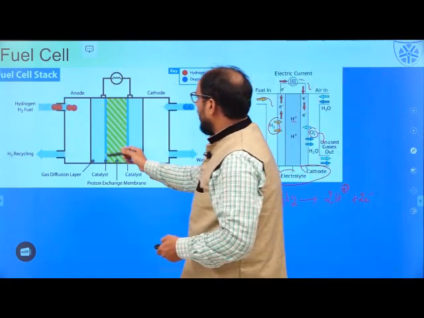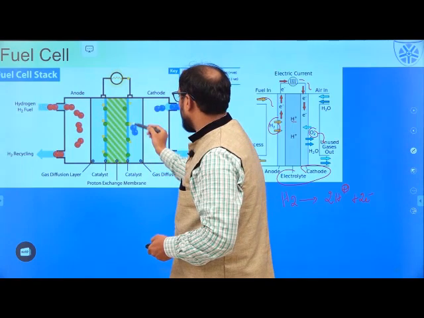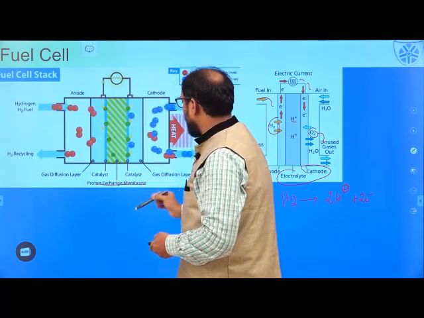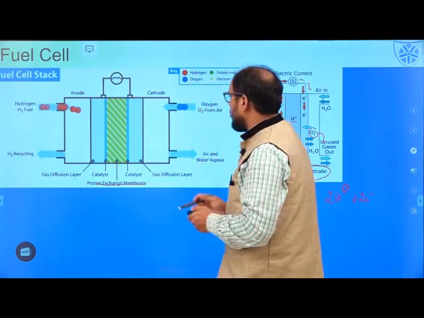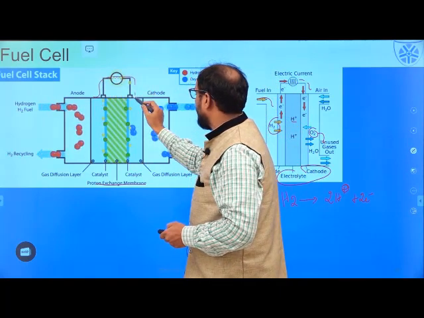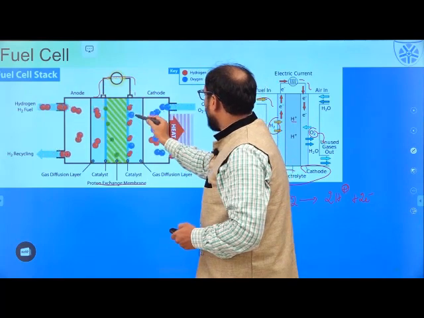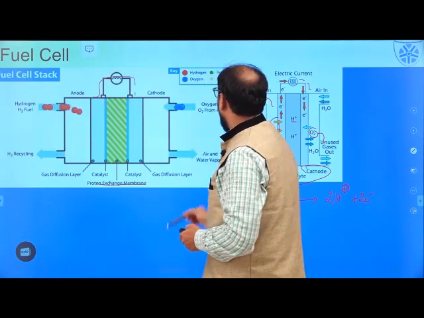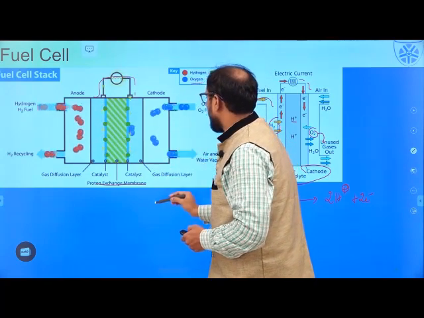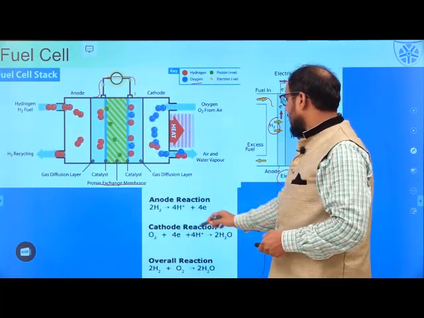So we can see here the hydrogen are represented by red balls, and they actually convert to H+ ions, and they pass through the proton exchange membrane. And this proton exchange membrane will allow only H+ ions to pass through it, and the electrons can be seen flowing through the external circuit, which are represented by the yellow balls. And these electrons are taken by the oxygen atoms in presence of the H+ ions to form water. So this is the anodic reaction.